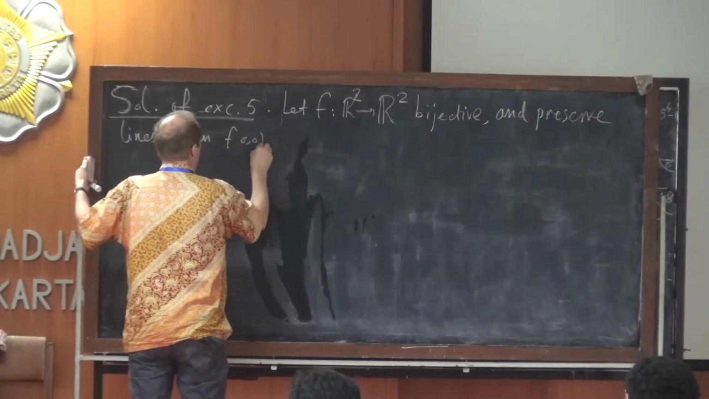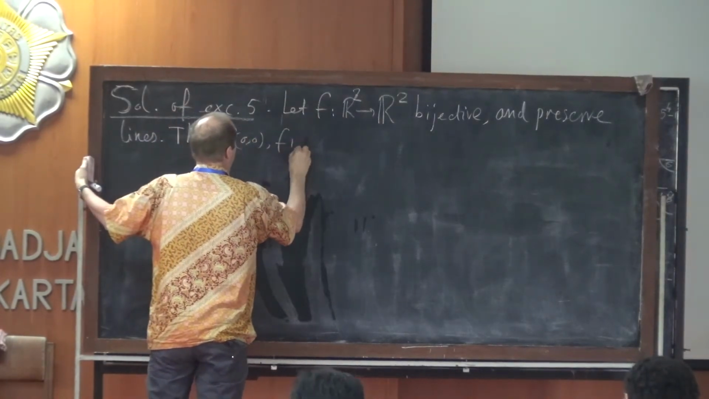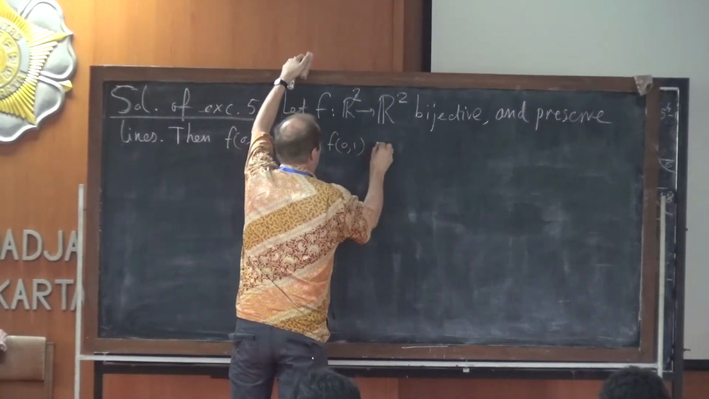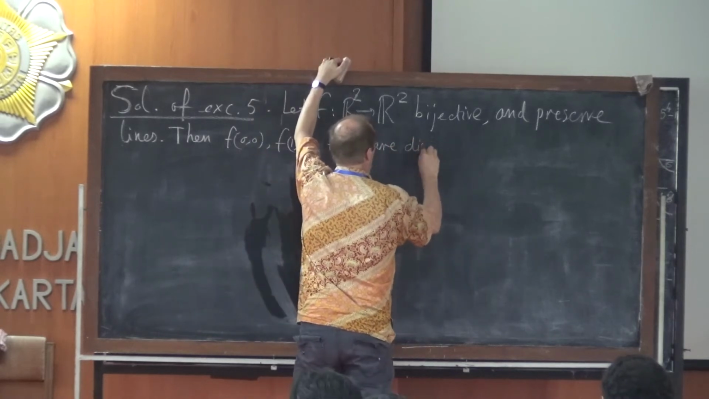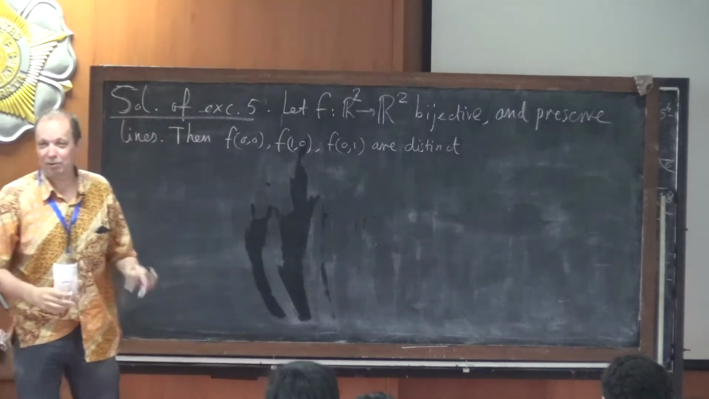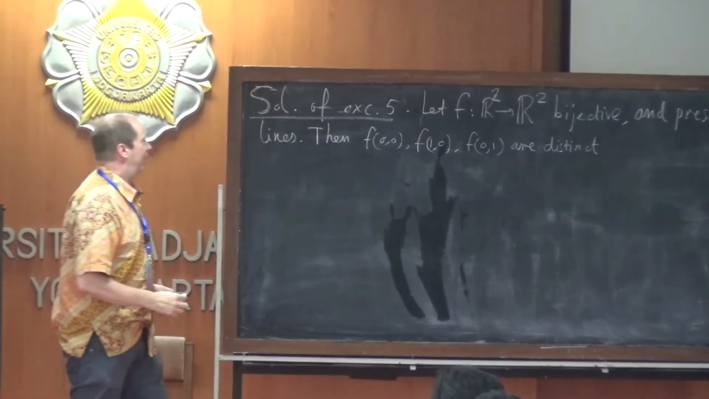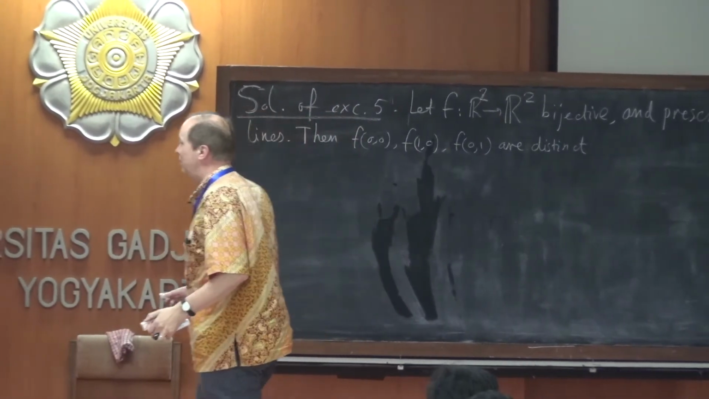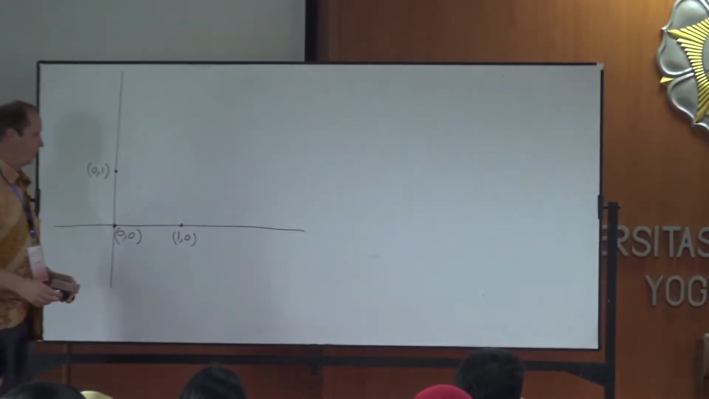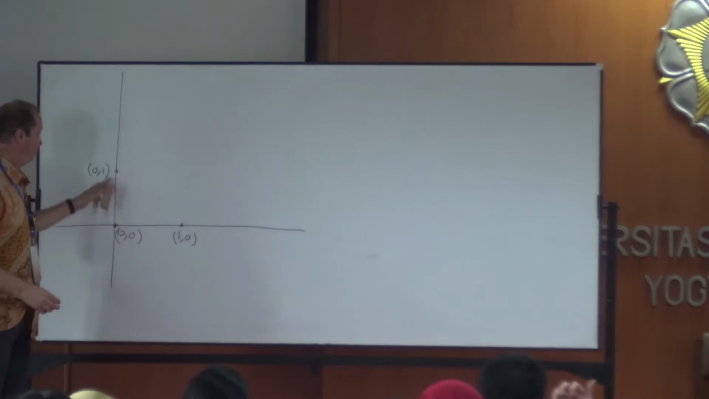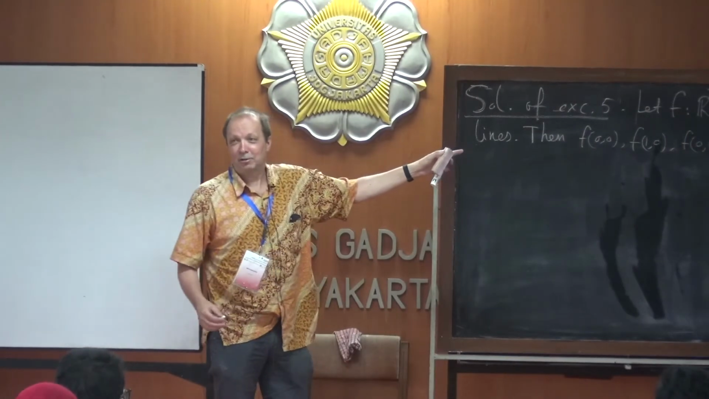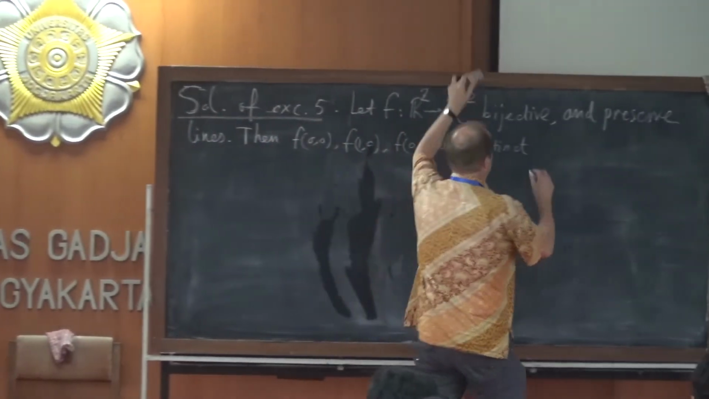So F of 0, 0, F of 1, 0, F of 0, 1 are distinct. They are not equal because F is bijective, right? F cannot map different points to the same point. That's forbidden. F is bijective. And also, you see, these 3 points do not lie on one line, because there is only one line through the first 2 points, and this point is not on that line. So, F preserves lines, so the images are distinct and not on one line.